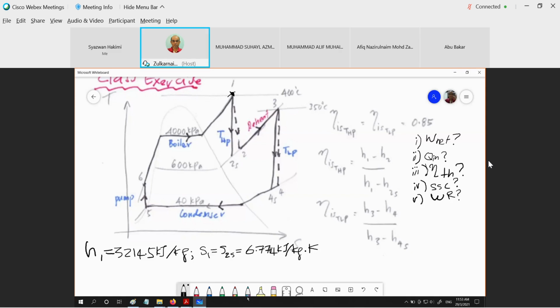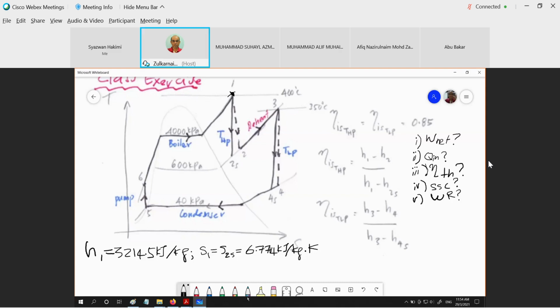Now we are going to have the H2S. How to get the H2S? The H2S is based on the S2S. This is our S2S and pressure of 600. Okay? So now check the S2S whether it is superheated or mixture.